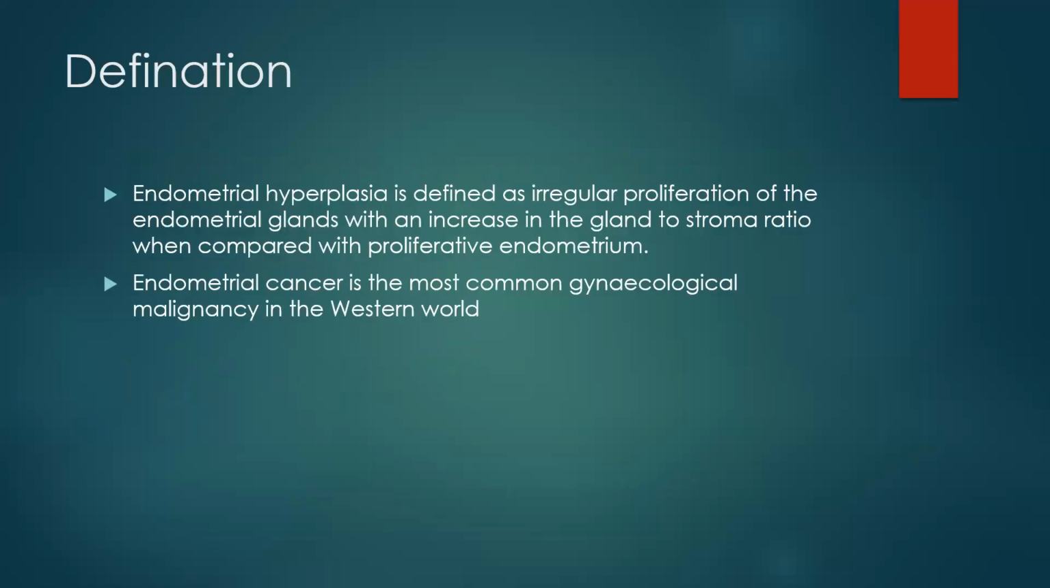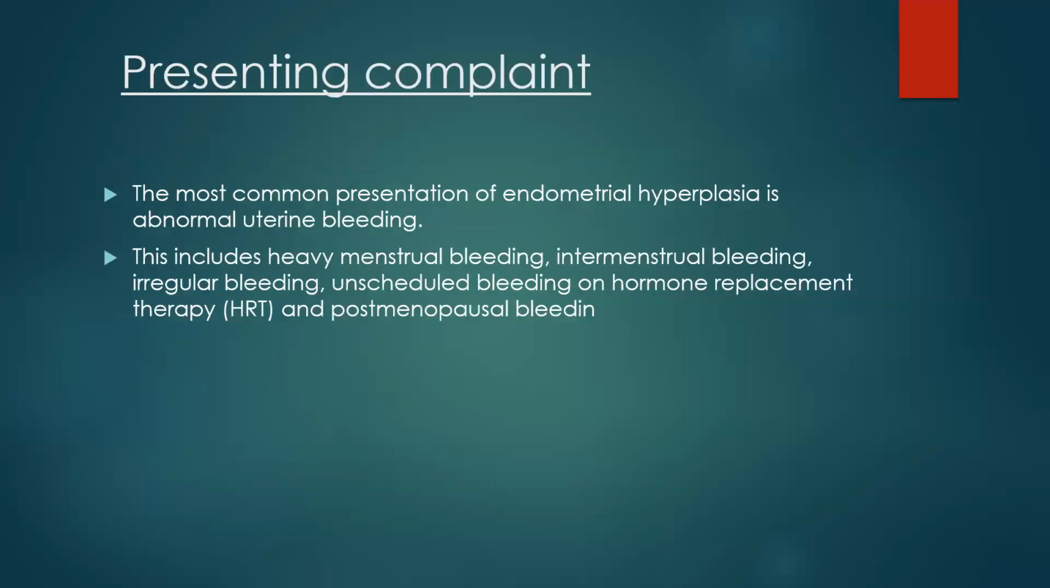Endometrial hyperplasia is defined as irregular proliferation of endometrial glands with an increase in the gland to stroma ratio when compared with proliferative endometrium. Endometrial cancer is the most common gynecological malignancy in the Western world. So endometrial hyperplasia is a pre-malignant condition, and if it's not treated, it can turn into endometrial cancer. The most common presenting complaint is abnormal uterine bleeding. This includes heavy menstrual bleeding, intermenstrual bleeding, irregular bleeding, unscheduled bleeding on hormone replacement therapy, and postmenopausal bleeding.